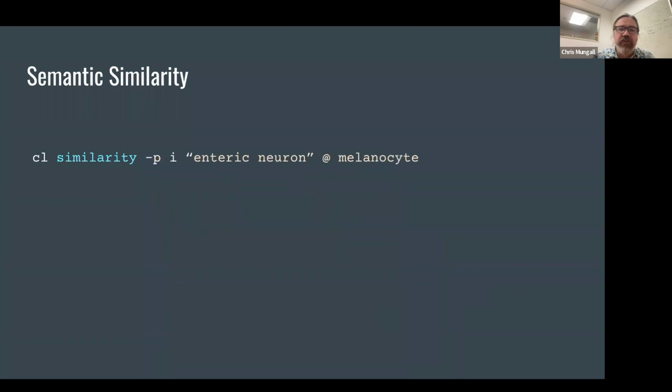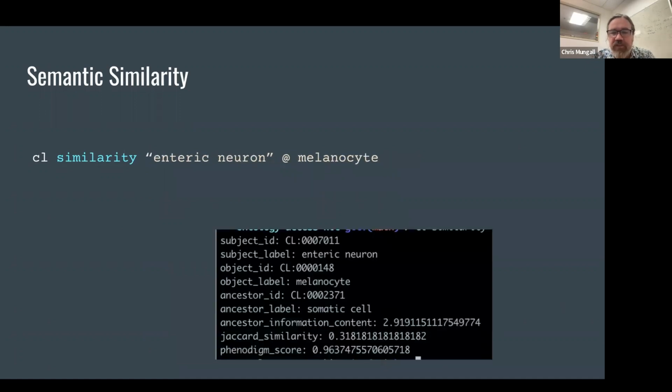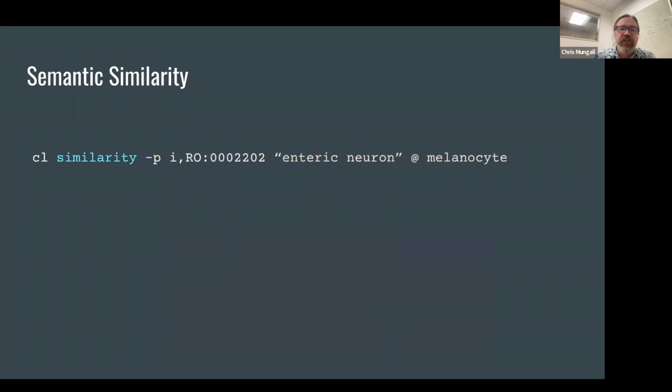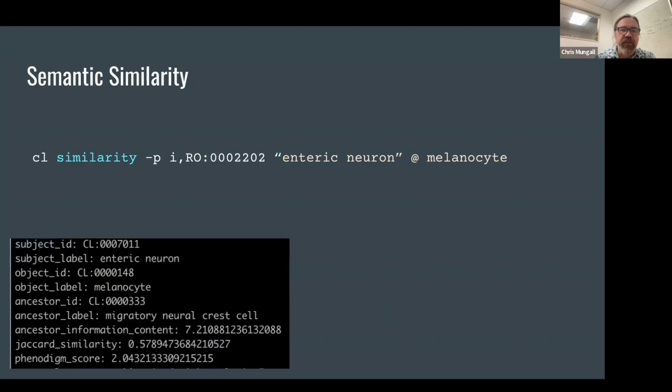If indeed you were to do the same command, but constrain it to only use ISA relationships, you would get a much lower similarity score between these, because the concept that they have in common is the fact that they are both somatic cells, which is a very, very high level concept within the cell ontology. So again, you can exercise more precise, fine-grained control here using the develops from relationship as well, and this can give you more meaningful ways to group these other than just simply going up the ISA hierarchy.